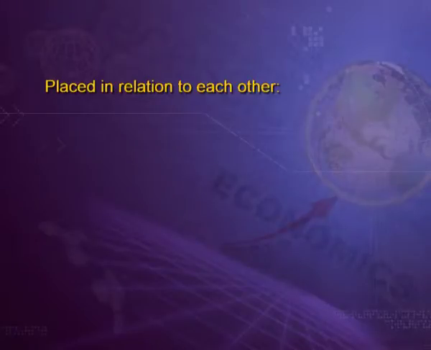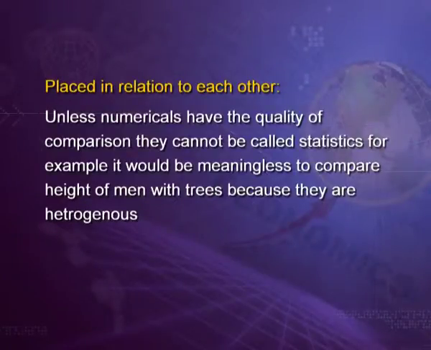The next most important feature is that statistics is placed in relation to each other. What does it mean? It simply means that unless numericals have the quality of comparison, they cannot be called statistics. For example, it would be meaningless to compare the height of a man with trees because they are heterogeneous. So, what I am trying to explain to you is that in statistics, we can compare different factors with each other with a little bit of homogeneity.